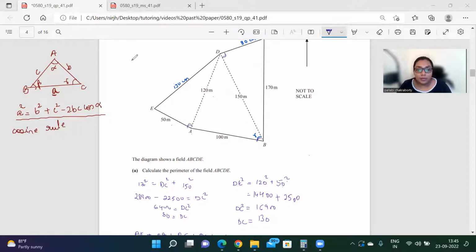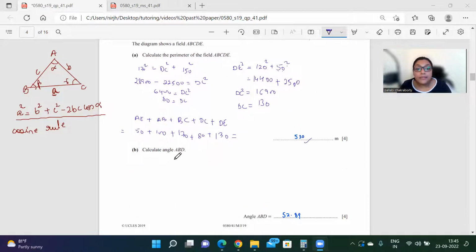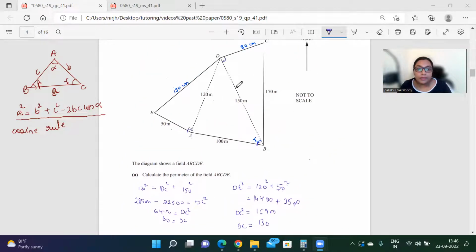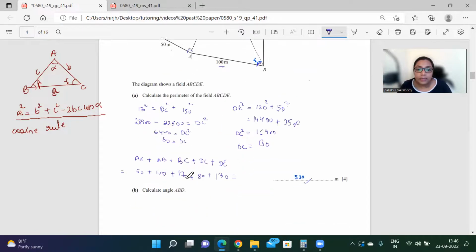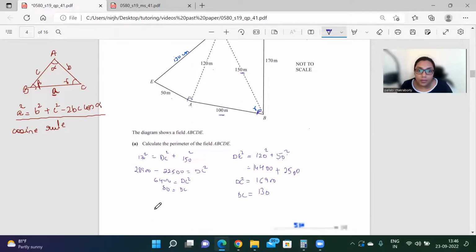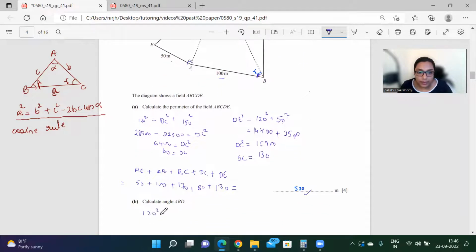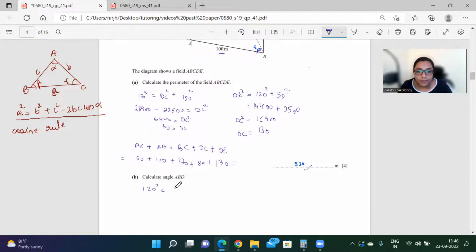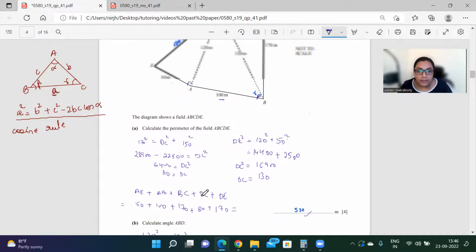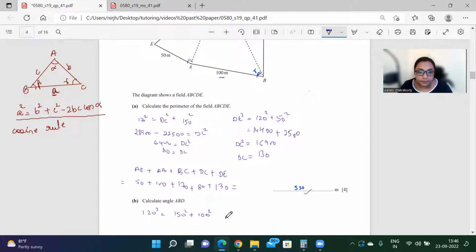Now, let's go back to the question and see what has been asked. It says to calculate the angle ABD. So over here, we have to calculate this angle. Now, applying the cosine rule on this, these are the two sides associated with the angle, right? So we will write 120 square is equal to 150 square plus 100 square minus 2 into 150 into 100 cos of this angle B, or gamma. I have put it as gamma.